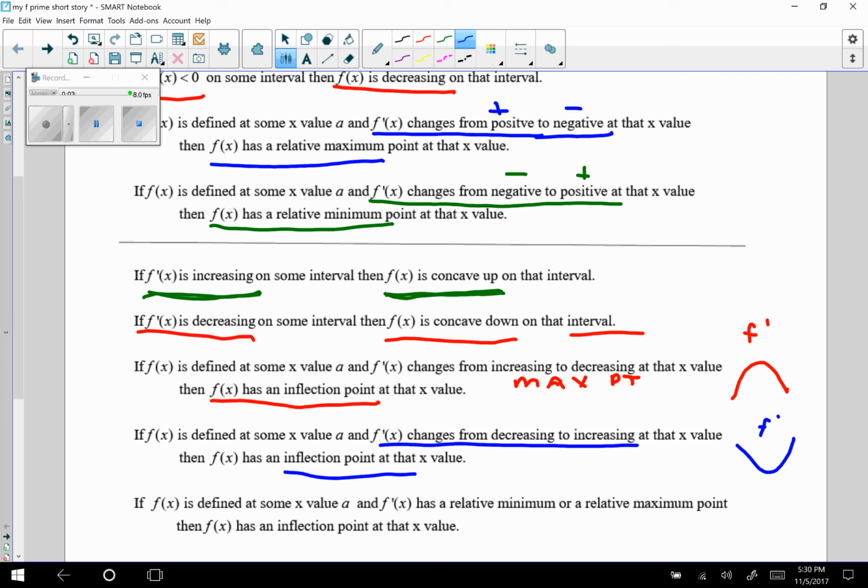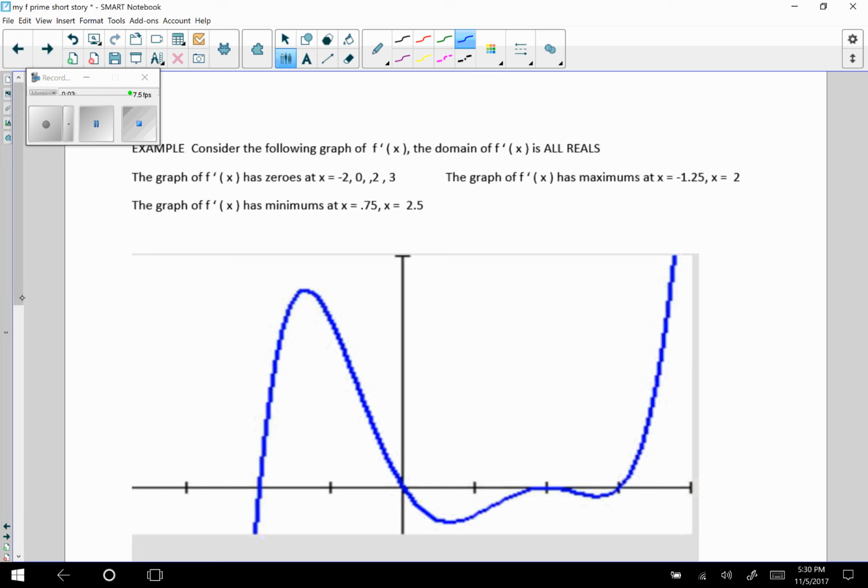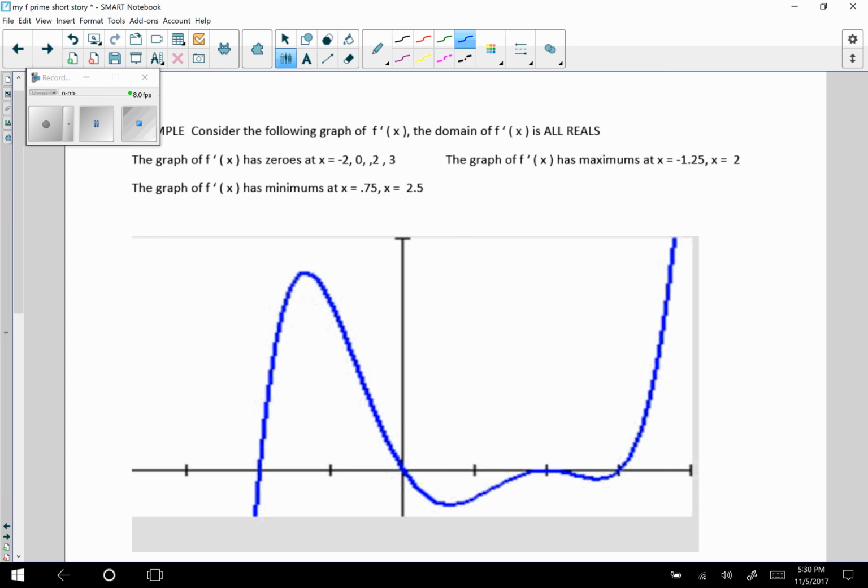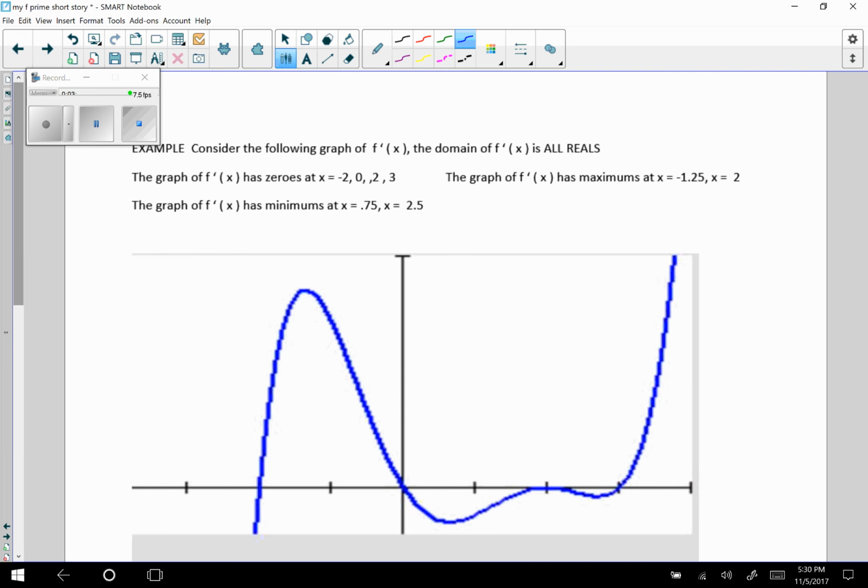So let's answer some questions. The next example gives us the graph of f prime. This particular question says, consider the following graph of f prime. The first thing you do is you label that rascal f prime.